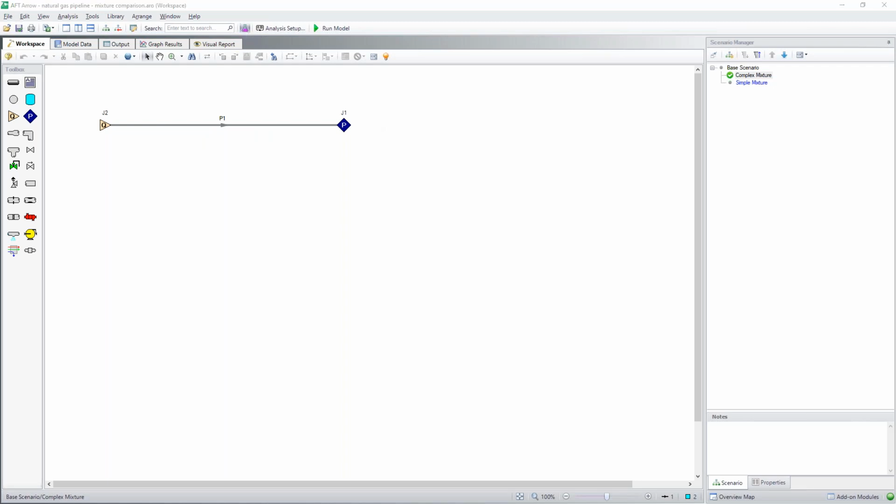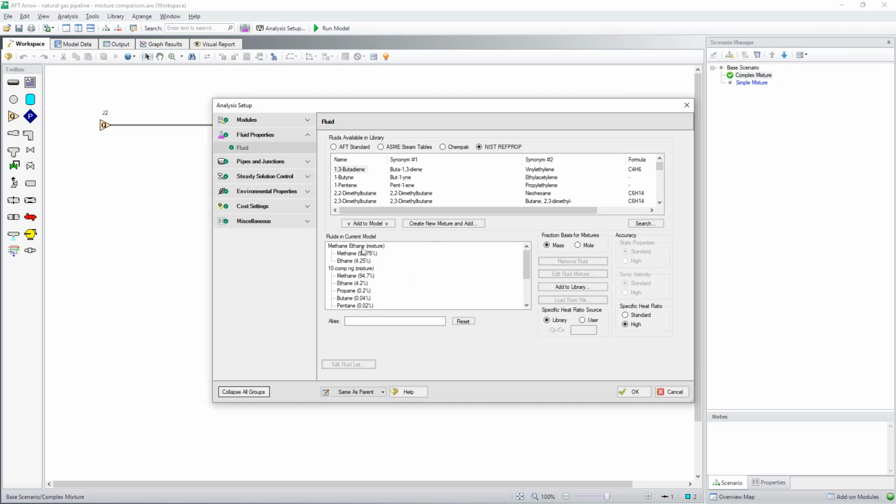If we go to our fluid properties menu, you'll see that I'm using the two different mixtures that we're discussing, a methane-ethane mixture as well as a more complex mixture. You can make mixtures within all of our products using either NIST RefProp or ChemPack, and more of that information can be found through our help site, through our documentation. And if you have any questions about that, please reach out to us.